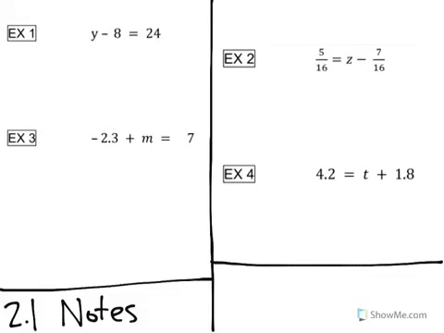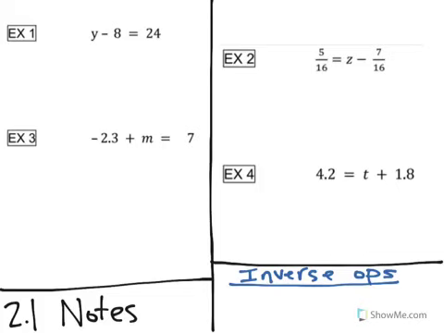So we're solving equations. The way that we're going to solve one-step equations is with inverse operations, operations that undo each other. I'm just going to put ops. So inverse operations that undo each other.